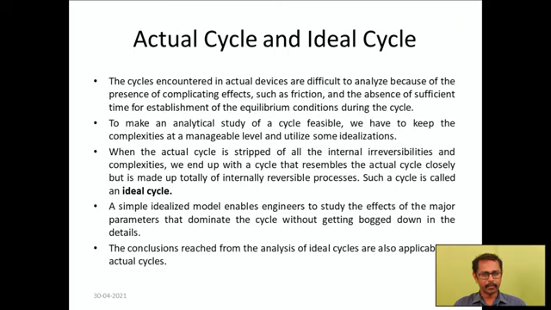When the actual cycle is stripped of all the internal irreversibilities, which are nothing but friction and the complexities, we end up with a cycle that resembles the actual cycle closely but is made up of totally internally reversible processes. Such a cycle is called an ideal cycle. In the ideal cycle we have eliminated the friction, made the irreversibilities negligible, and we consider the reversible processes only.